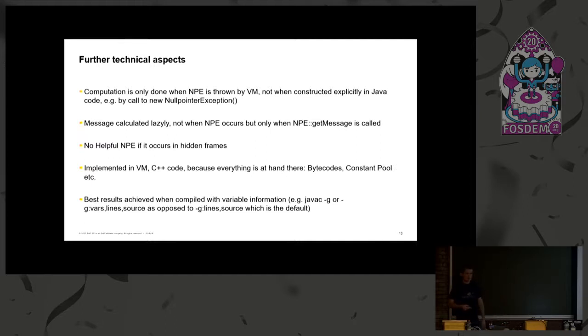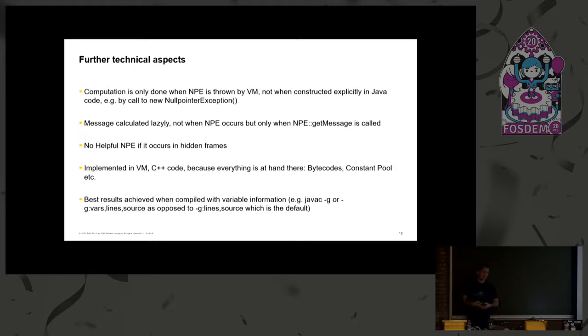Then there's something like hidden frames. For instance, when you have lambdas, there are some frames put in by javac and the VM. Those stack frames are tagged hidden. So if we hit a null pointer exception there, we would not generate a message because it's probably not so meaningful to people looking at the exception.